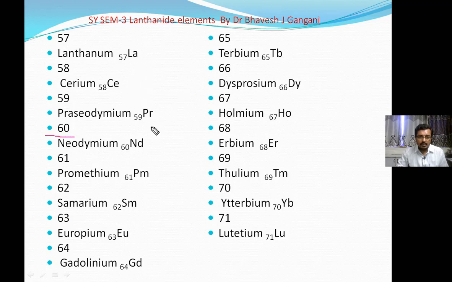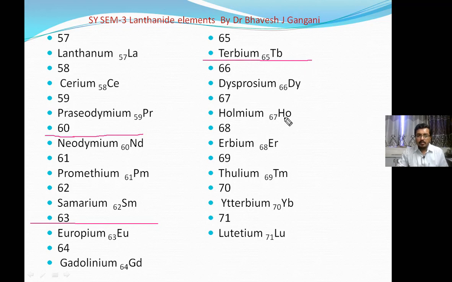Lanthanum, cerium, praseodymium. Then after, the next three: neodymium, promethium, samarium. Neodymium, promethium, samarium. Then after, europium, gadolinium, terbium. Set of 3, you just have to put in your mind.